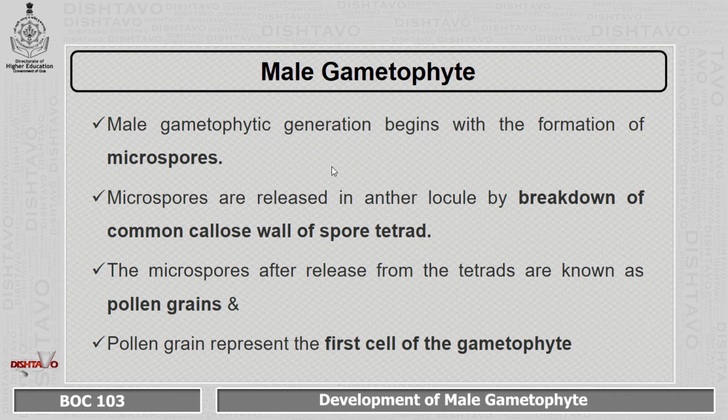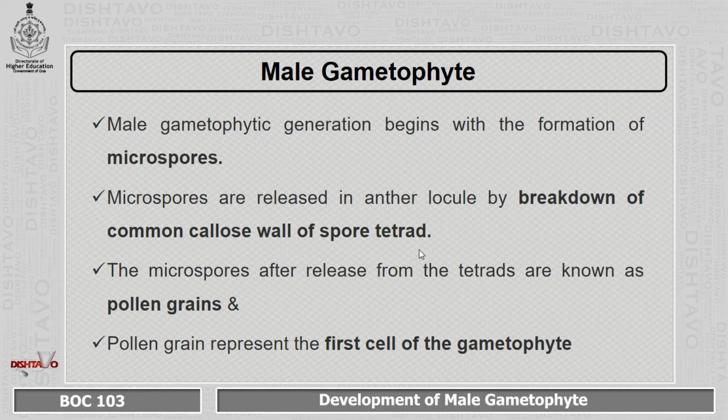Male gametophyte generation begins with the formation of microspore. Just a brief background, we know that in a flower there is a stamen, which is referred to as the male reproductive organ, and it is dithecous and tetrasporangiate. This tetrasporangiate structure has individual units which are called microspores. These microspores are released in the anther locule by breakdown of the common callose wall of the spore tetrad.